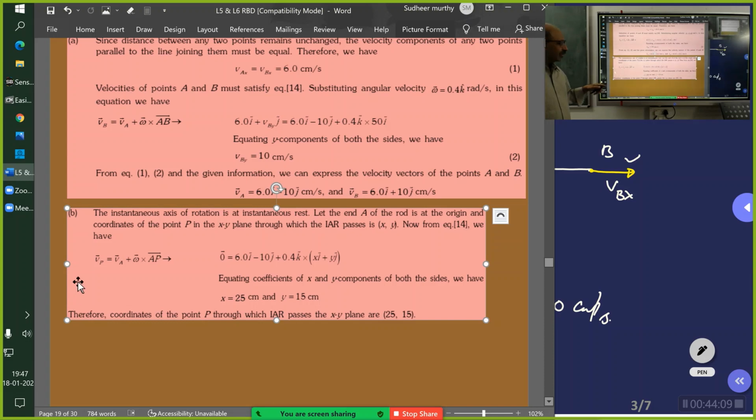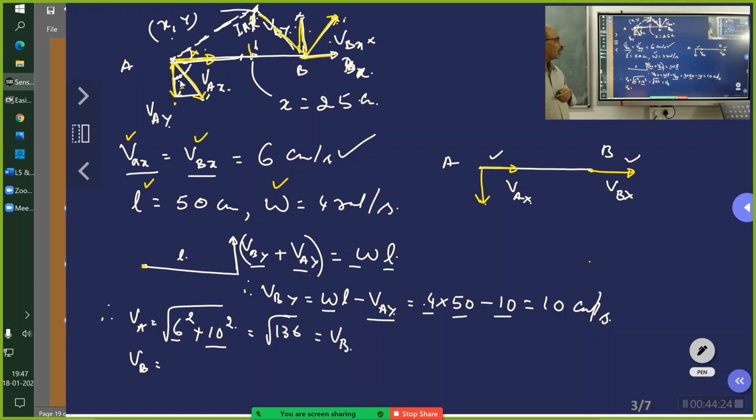Here we got it by equating the components. What we did earlier was, we took the angles. So by that also we should get 15 centimeters. You want to try it out? Same angle, it's correct. By angle, the angle you got this. What will this angle be? Tan theta of this will be what? This is 6 by 10.